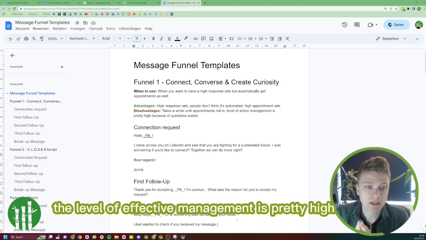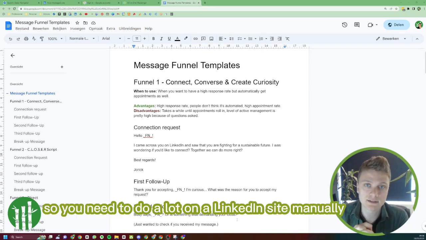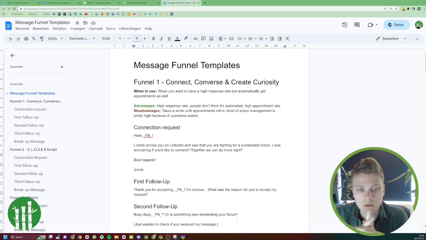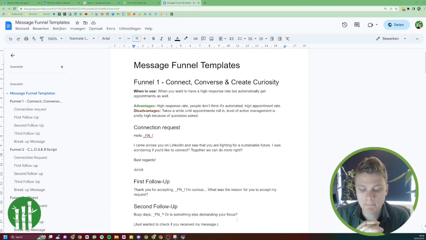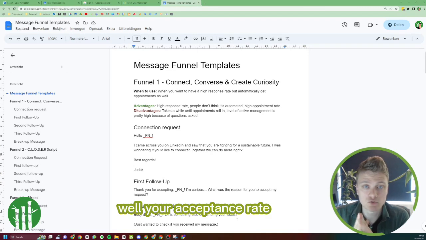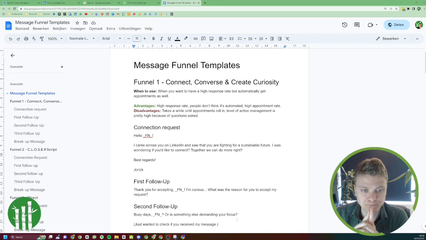The level of effective management is pretty high because of the questions asked. So you need to do a lot on the LinkedIn side manually. So it takes more time to manage, but your acceptance rate and your response rate will be higher.